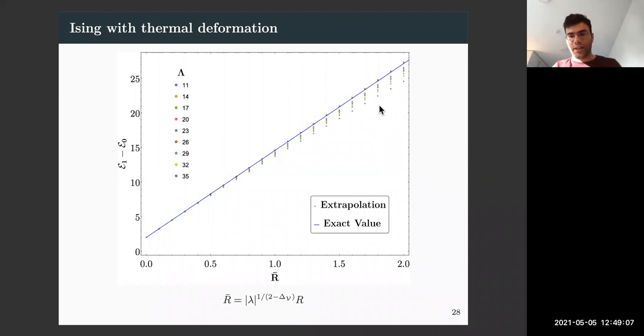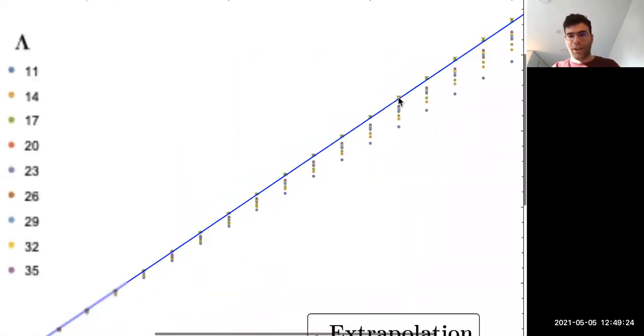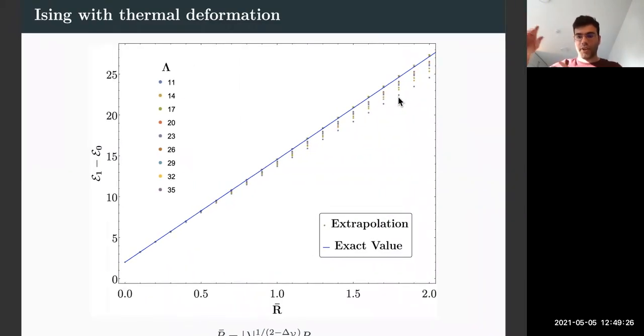And as you can see, the data from Hamiltonian truncation is converging to the exact value. In particular, the green points here are the extrapolation, where we use that convergence, 1 over lambda, to extrapolate. It matches that convergence rate, and this is the extrapolation point. And as you can see, it matches surprisingly well to the exact value.